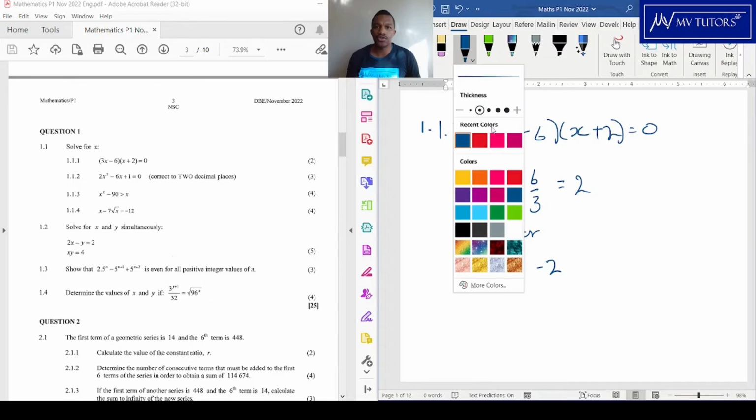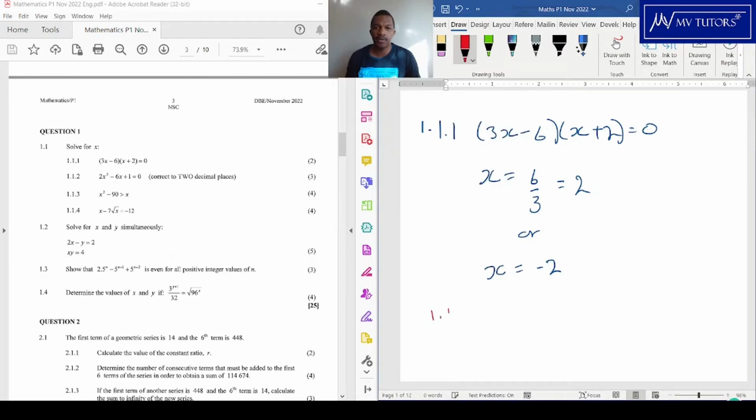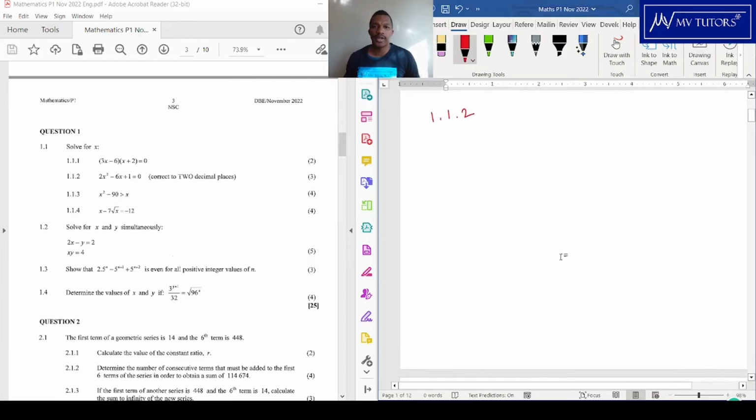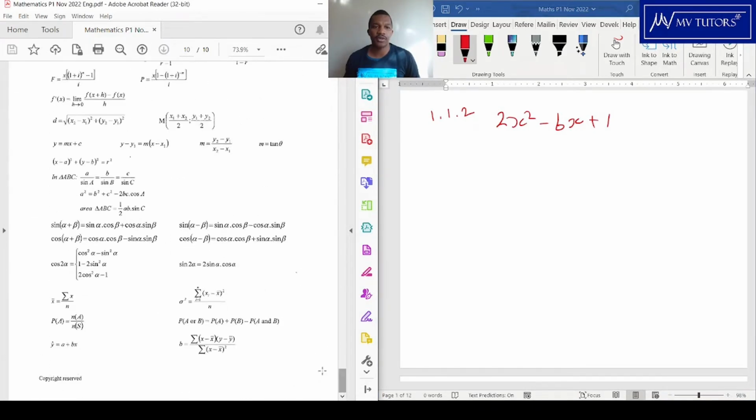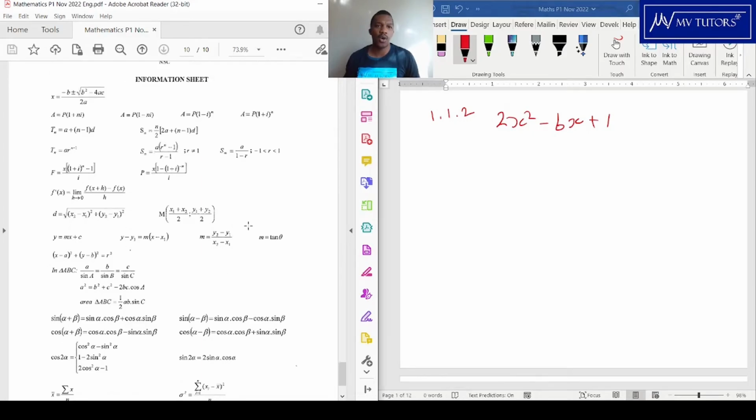And just to change the color of the pen, 1.1.2. All right. So we got 2x squared minus 6x plus 1. Well, we use the quadratic equation here. And in case you don't know it, if you scroll at the end of the paper, there we go, you will always be given the quadratic equation. x is equals to minus b plus and minus square root of b squared minus 4ac divided by 2a.